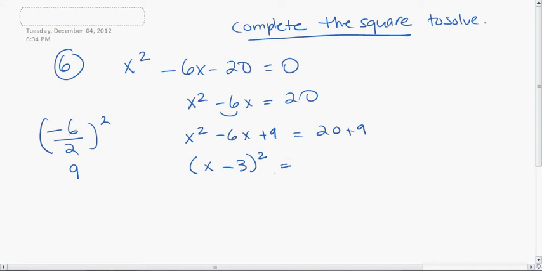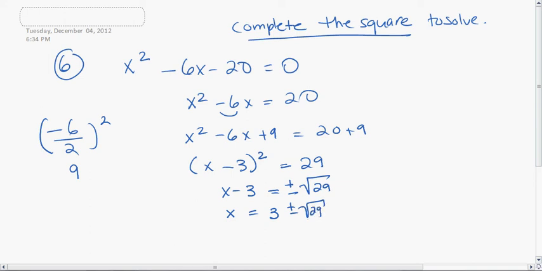And step 3 also is to simplify the right side of the equation. So 20 plus 9 is 29. And then I'm just going to go ahead and solve. So to get x by itself in this equation, I have to take the square root of both sides. So x minus 3 equals the square root of 29. Remember that there are two possible roots there, so I'm going to put a plus and a minus. And then I'll add 3 to both sides. So x equals 3 plus or minus the square root of 29.